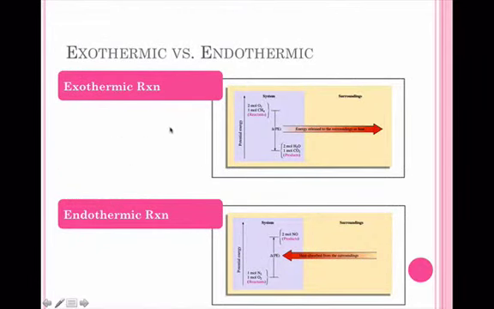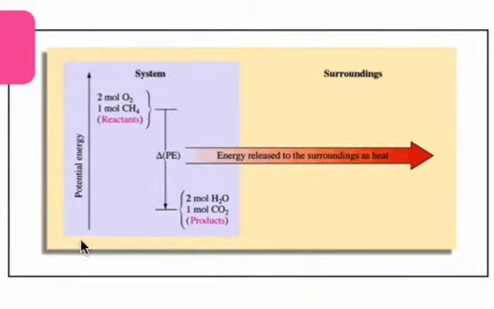Here's just a diagram to illustrate exothermic versus endothermic. You can see in this picture, the potential energy is starting higher for the reactants than it is for the products. So that change in energy is being released out into the surroundings as heat. You would see it as an increase in temperature if you were monitoring the temperature while this reaction took place. And you would see the temperature go up. So that's your exothermic reaction. You'll see an increase in temperature.